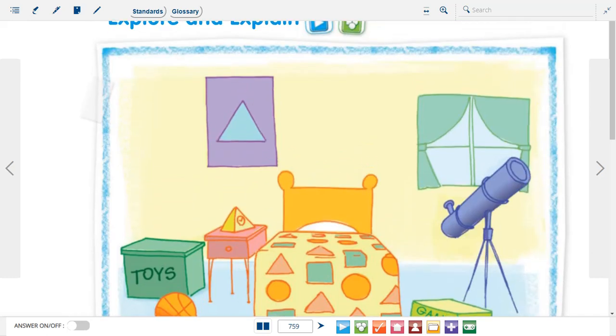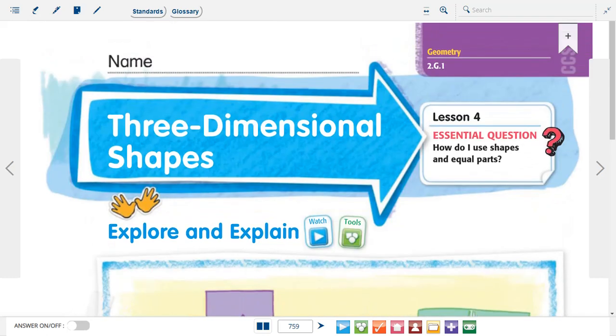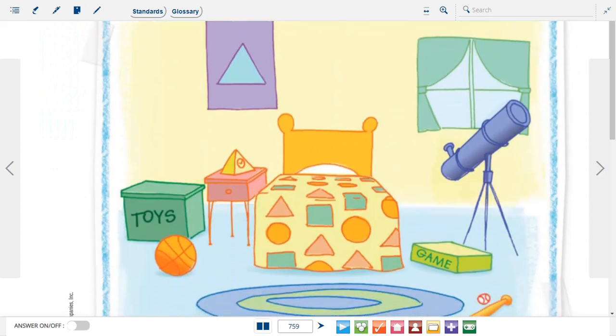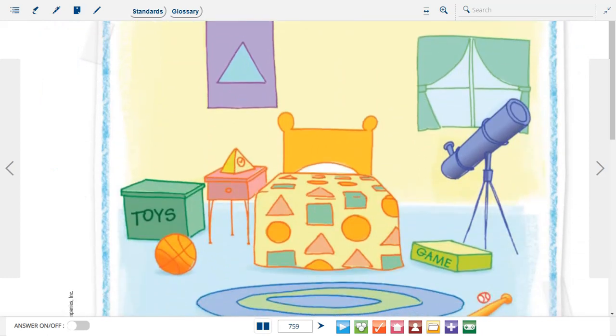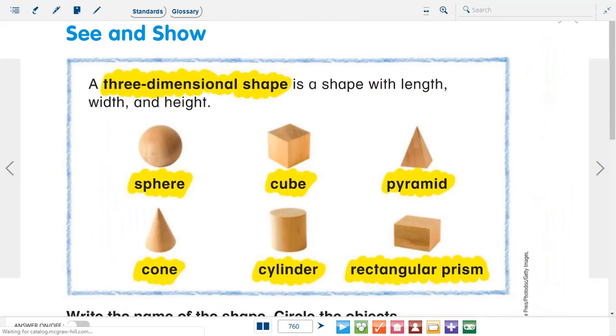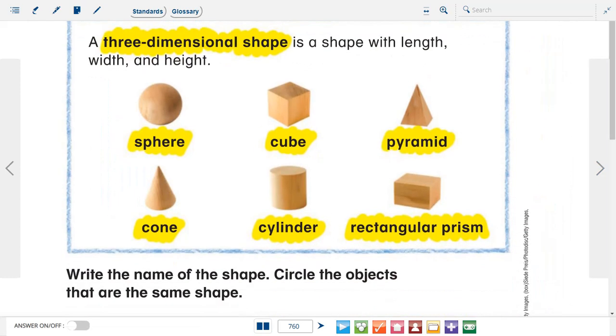So this is what we call three-dimensional shapes. What are three-dimensional shapes? Let's read a little about them. A three-dimensional shape is a shape with length, width, and height. So they have three dimensions, as you see here. Width, length, and height. So they have three dimensions.